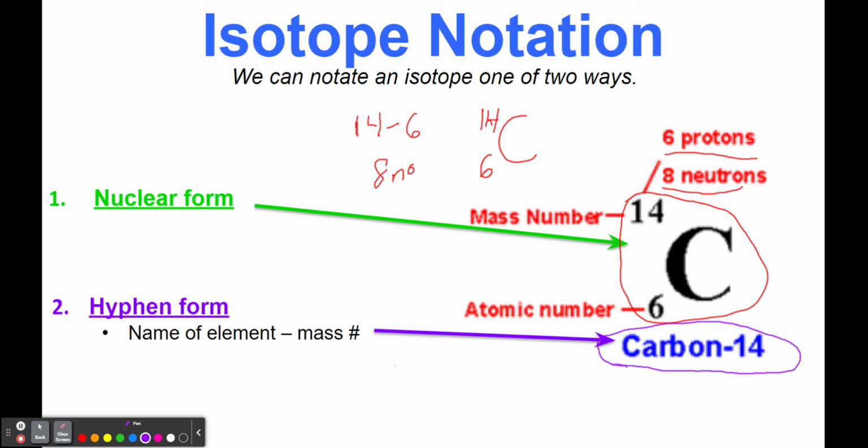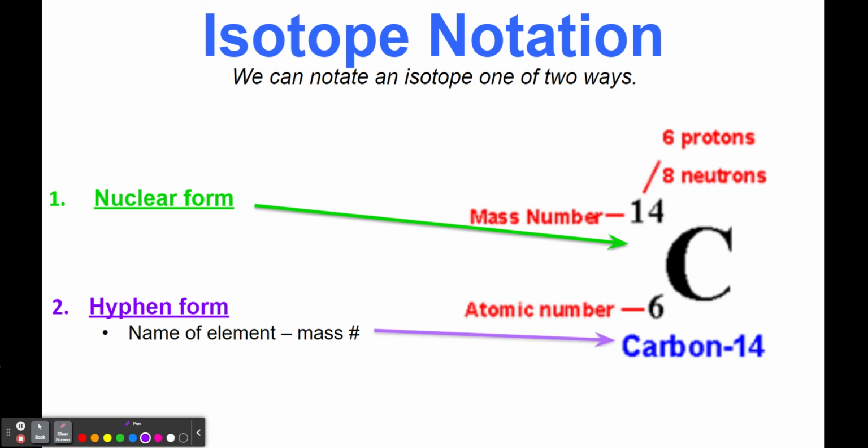I could also, let's say I'll make up a different one. Let's do lithium 7. So that's an isotope of lithium. The atomic number of lithium is 3. If I want to put that down here, I can do that. Okay, so lithium 7. Now I can also write it in hyphen form: lithium dash 7. It's talking about the same atom. Okay, so two ways of doing it. I kind of like the nuclear form better, but same difference.